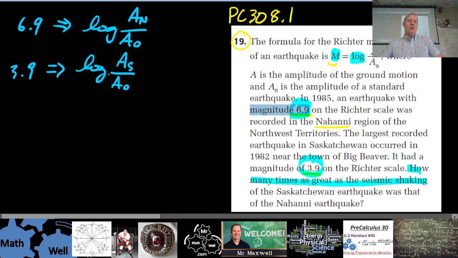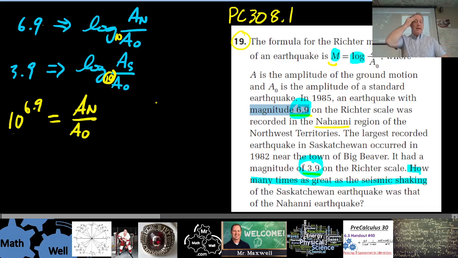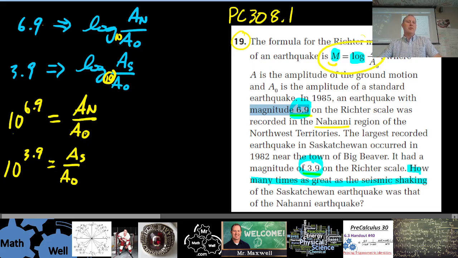Now this is a log statement, so I can rewrite this as an exponential statement. This is a base of 10 here, right? So this could be 10 to the power of, let's do the 6.9 one first. 10 to the power of 6.9 is equal to A_N divided by A_0, okay? And 10 to the power of 3.9 is A_S over A_0. So I'm just changing the log formulas here into exponential statements.